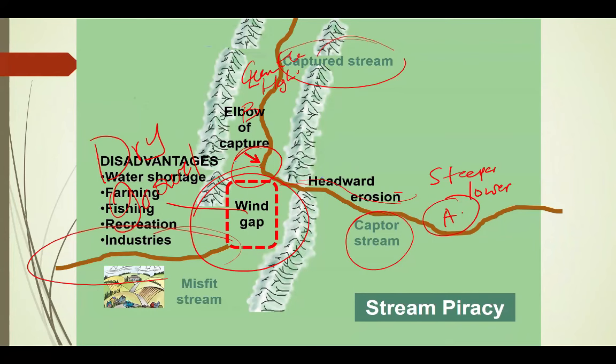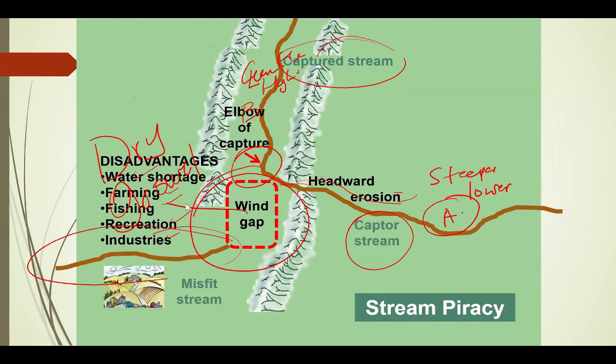Now, what will be the disadvantage for the people that are living downstream, where the river has been diverted or has changed its direction? There's going to be water shortage. For farming, there's going to be less fishing, less recreation, and fewer industrial activities because of the shortage of water.